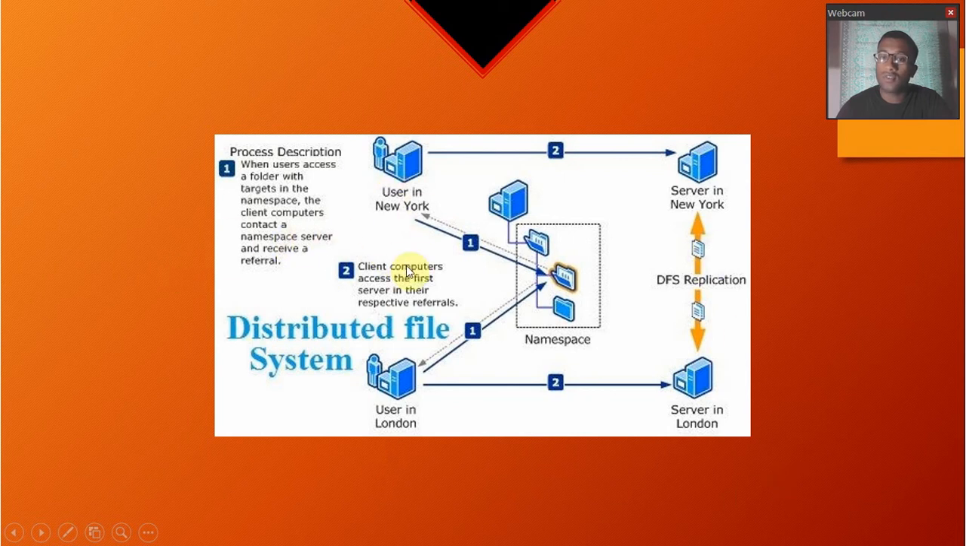As from this diagram we can consider that there is a user in New York and in London, and they have separate servers in London as well as New York. And if a London user wants to access a file which has been uploaded by New York, there is a namespace. That is, it's a kind of address through which one can access the file.